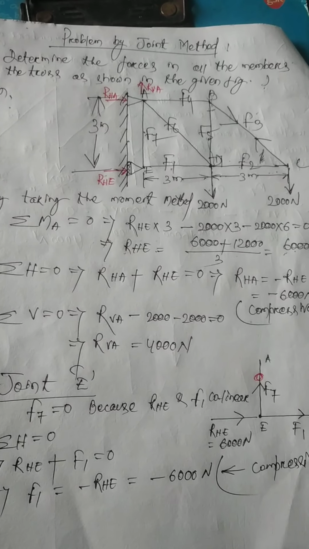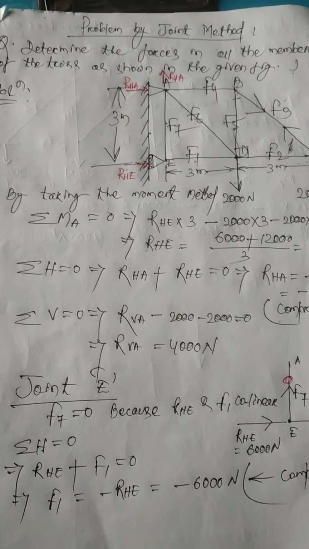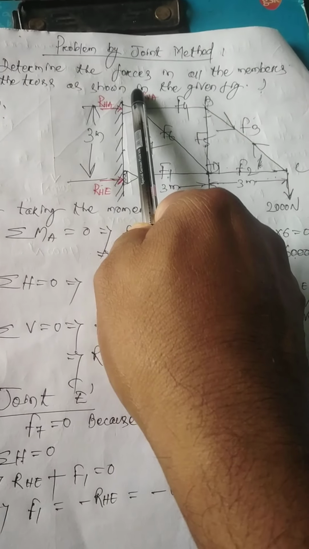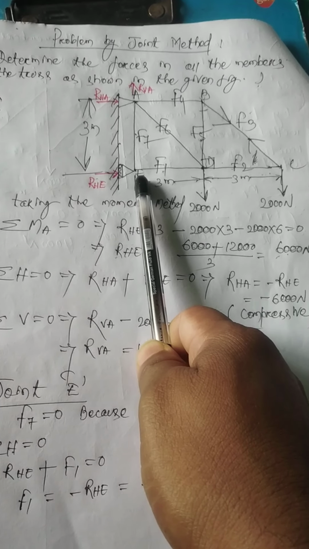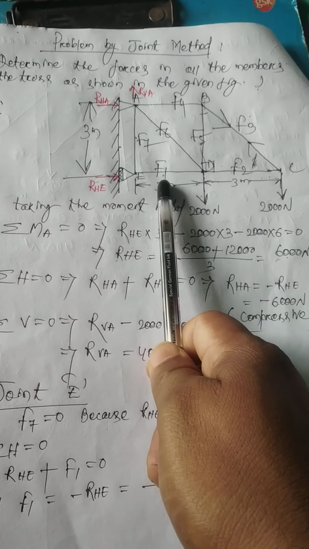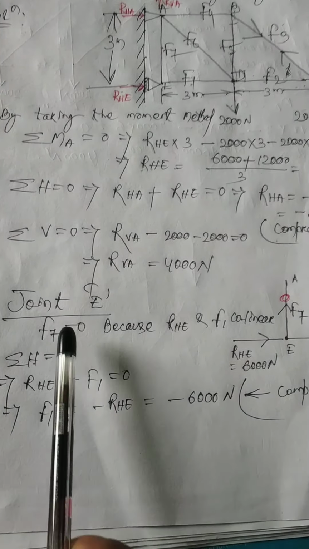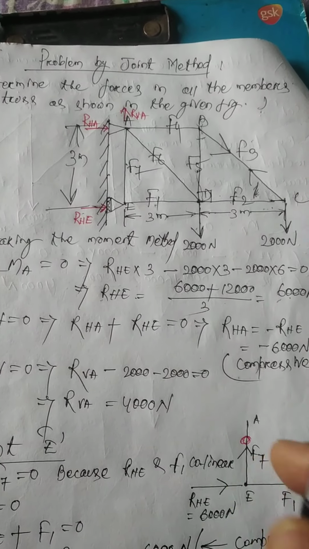Guys, this is the part 2 video of the previous problem. In the previous problem, we already solved the reaction forces at the supports, and I also took the joint at the point E and got the values F1 and F7. Now I have to take another joint to solve the problem.